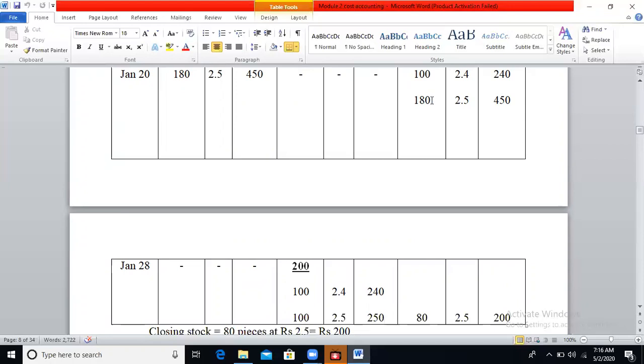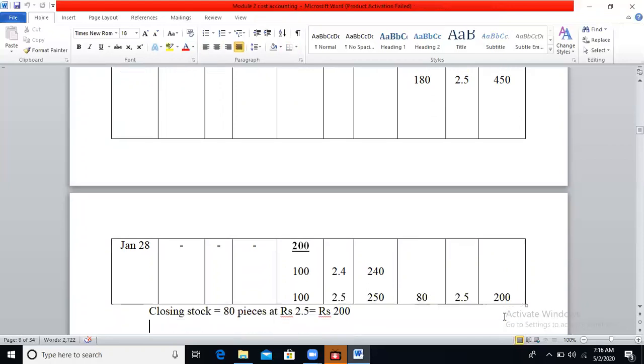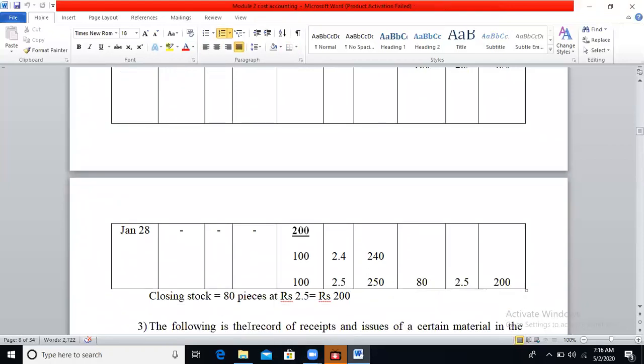Now we are having only the balance of 180 units. Out of 180 units, we have issued 100 units. The remaining balance will be 80 units. The price will be 2.5. The total value will be 200. So if you complete all the transactions, the remaining balance you have to show here as closing stock. The closing stock will be 80 pieces at rupees 2.5. The total value will be 200.